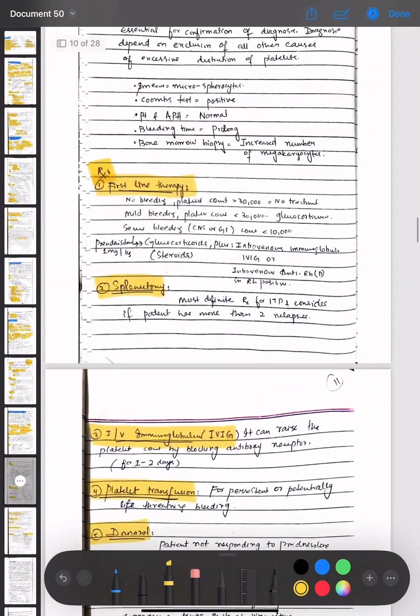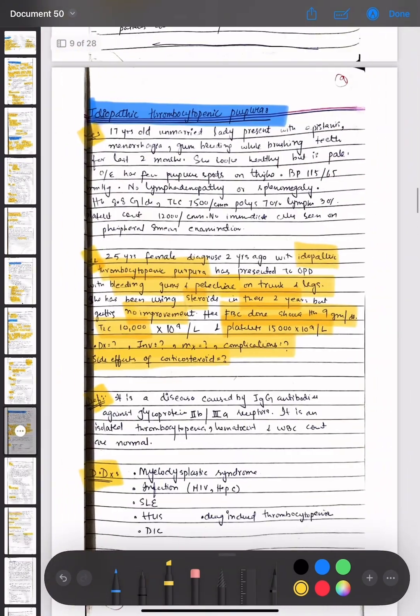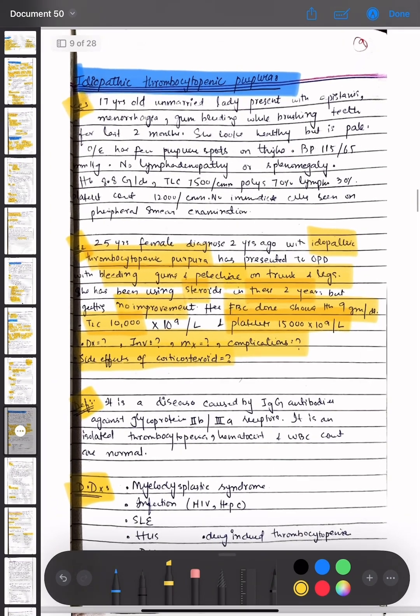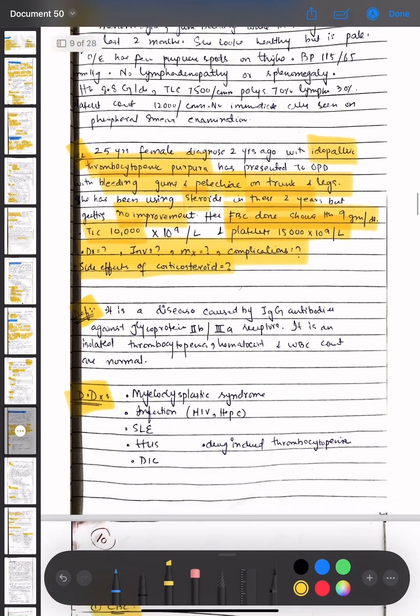So we have discussed the topic idiopathic thrombocytopenic purpura, starting with the scenario: a patient who had idiopathic thrombocytopenic purpura 2 years ago has presented to the OPD with bleeding gums and fatigue, with lesions on the trunk and legs. He has been using steroids for these 2 years and there is no improvement. So what is the definition of ITP?